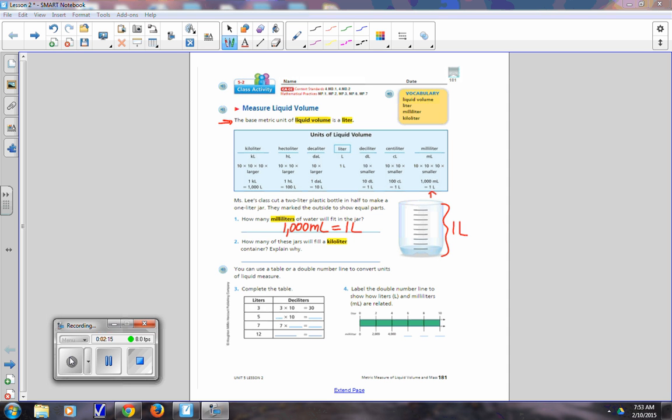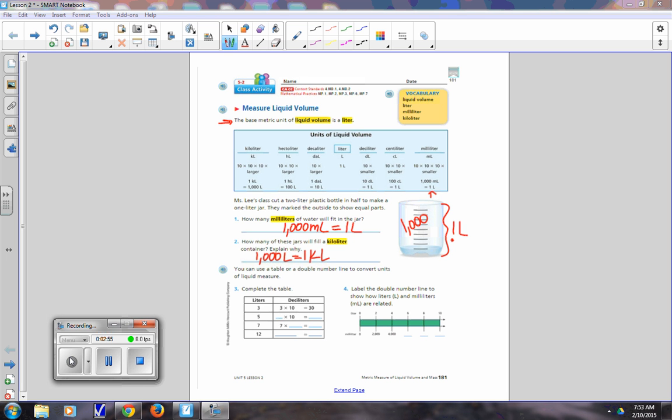So how many of these jars will fill a kiloliter? Remember, this is 1 liter, and it's like physically taking 1,000 of these, half of a 2-liter bottle, and it would fit into a kiloliter. So 1,000 liters equals 1 kiloliter. And the explanation of why is because right there, 1,000 liters equals 1 kiloliter.